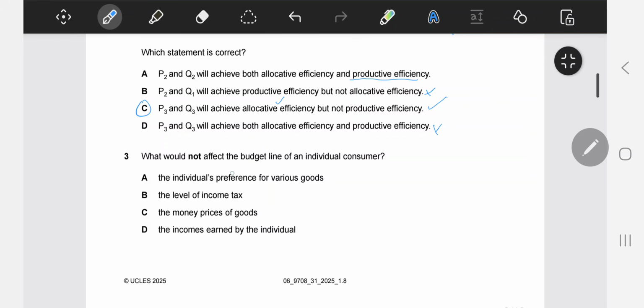Let's move to question 3. What would not affect the budget line of an individual consumer? The individual's preference for various goods. Yeah. Level of income tax. This will affect the amount of income they have and therefore will affect the budget line. So this one will affect. The money prices of goods, this one will also affect the position of the budget line. The income earned, so the amount will also affect. So for question 3, the individual preference for various goods will not affect the budget line.